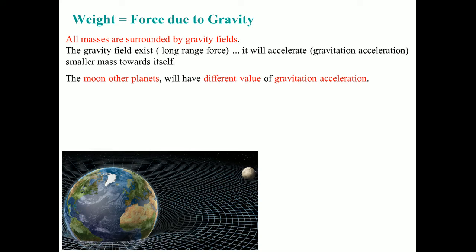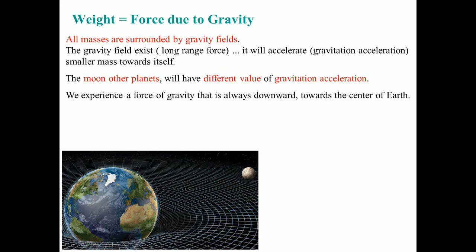The moon and other planets have different values of gravitational acceleration. The reason why is because they are of smaller mass, so their gravitational pull is going to be a different value. We experience a force of gravity that is always downwards towards the center of Earth because we are closer to Earth. So we experience Earth's gravitational pull. If we were on the moon, we would experience the moon's gravitational force.